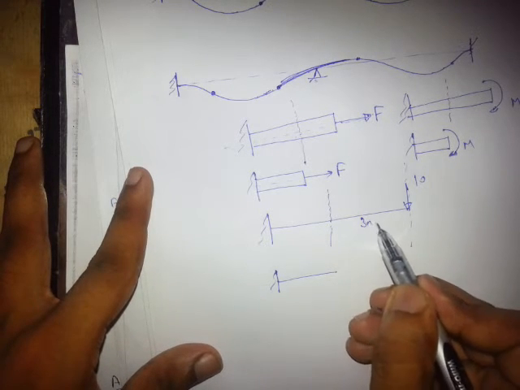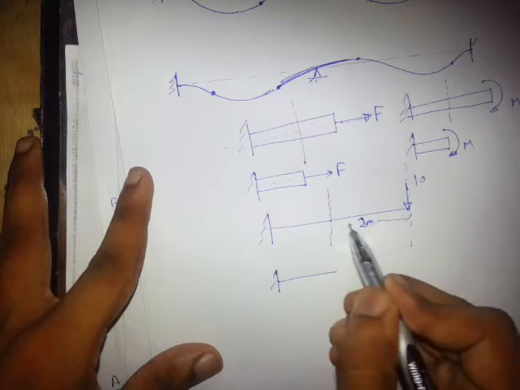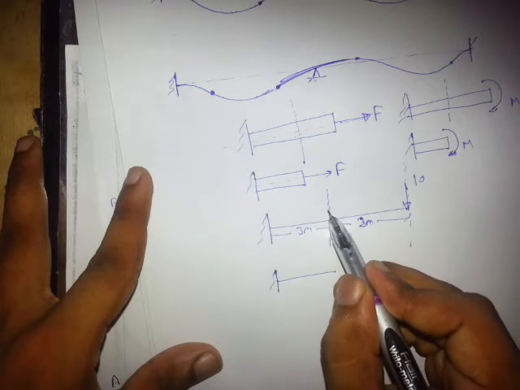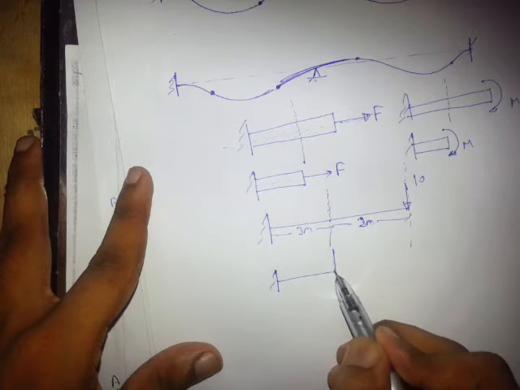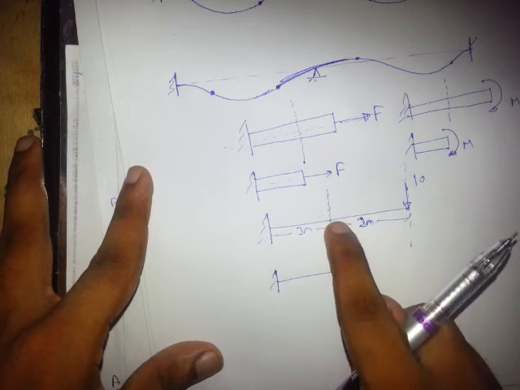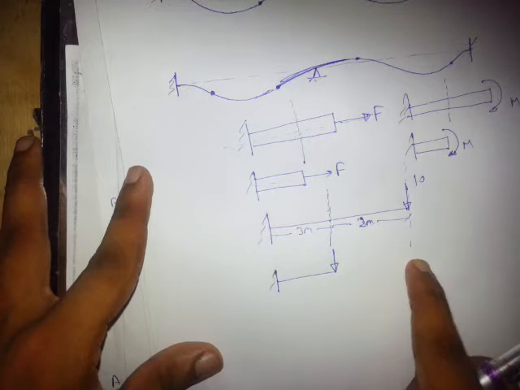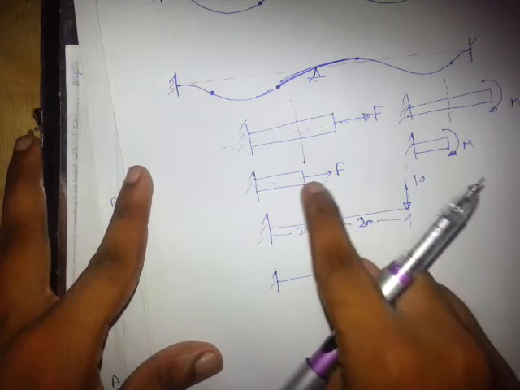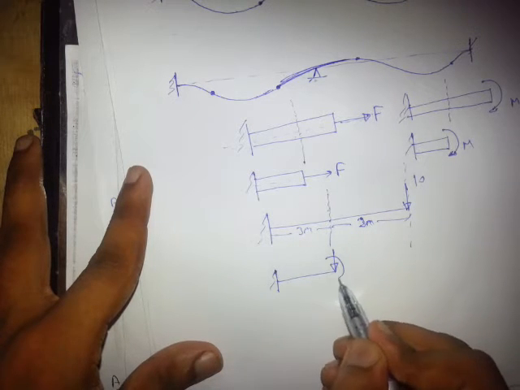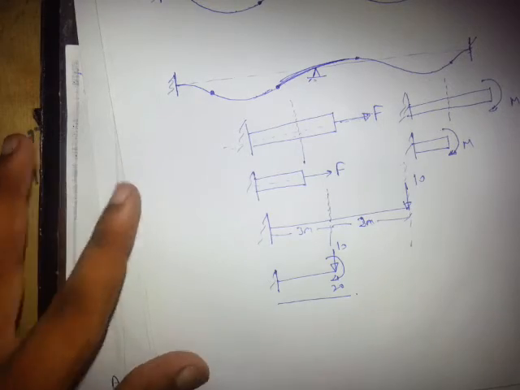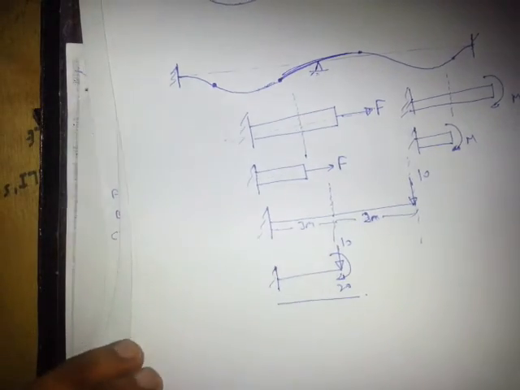Let us suppose this distance is 2 meter and this distance is 3 meter. We will say transfer this here as it is, 10 as it is, and since it will apply, it will bend the beam like this, this 10 will bend the beam like this, means 10 into 2, a clockwise moment of 10 into 2 means 20 moment. So this is the transfer.